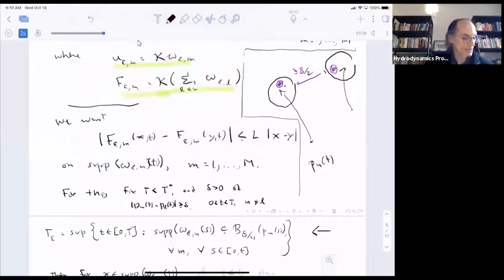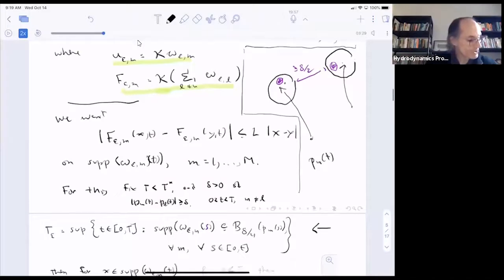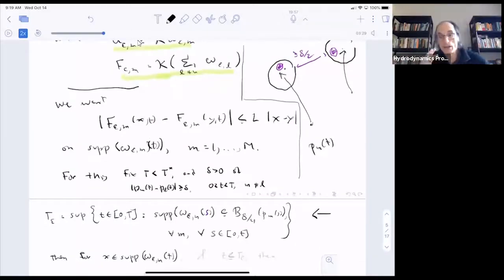So for every s between 0 and T, I have this containment of the support, and I take T epsilon to be the largest time interval on which this holds. Then I want to argue that for times up to capital T epsilon, I can apply my previous theorems, that this crucial Lipschitz continuity assumption is satisfied for some L which I can identify. So let's go on and do that.